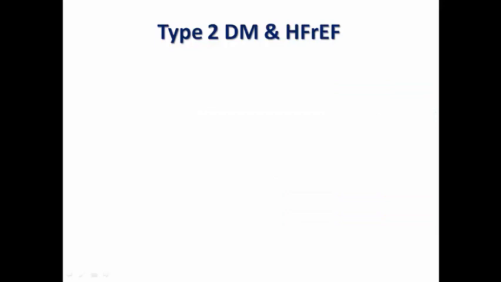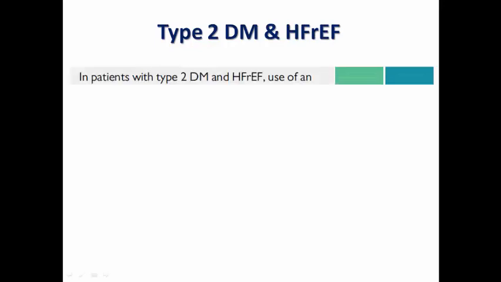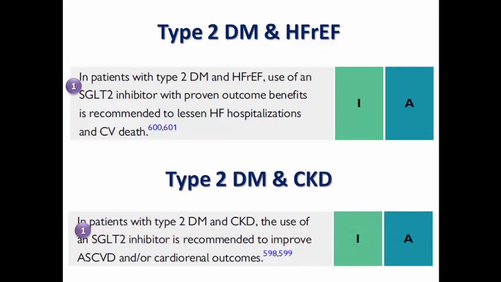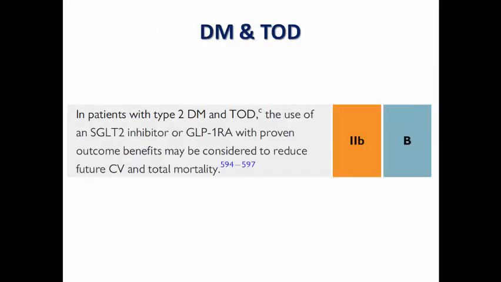If a patient has type 2 diabetes and heart failure with reduced ejection fraction, it is also class 1 to use SGLT2 inhibitors per se due to their effect to reduce heart failure hospitalization and cardiovascular deaths. And in patients with type 2 diabetes and CKD, we can use SGLT2 inhibitors down to creatinine clearance of 30, which would help to lower the progression of chronic kidney disease. If a patient has diabetes and target organ damage, it is class 2B to use SGLT2 inhibitors or GLP-1 agonists, but here the evidence is not strong enough to have a class 1 or class 2A recommendation.